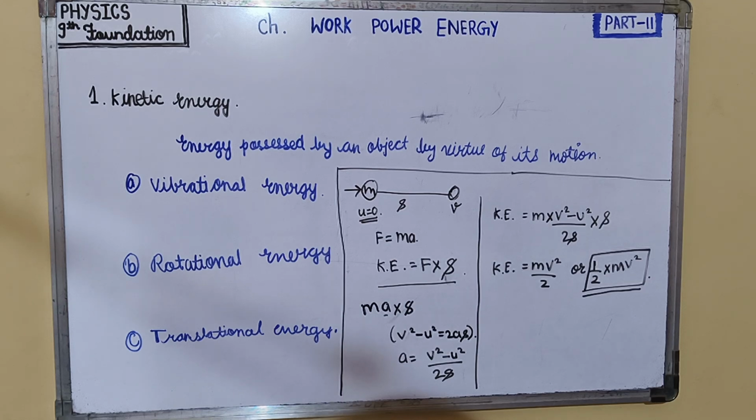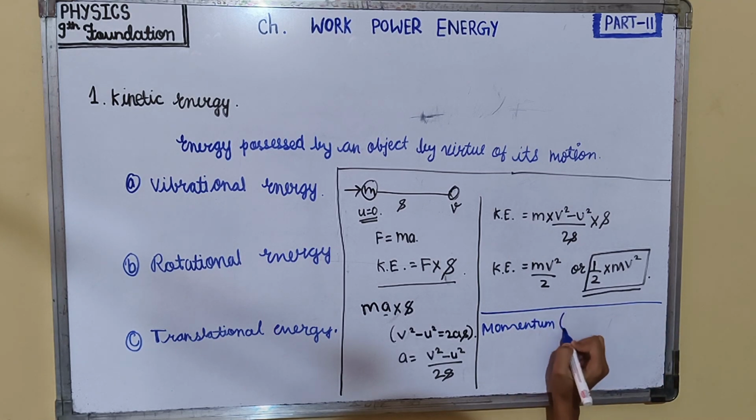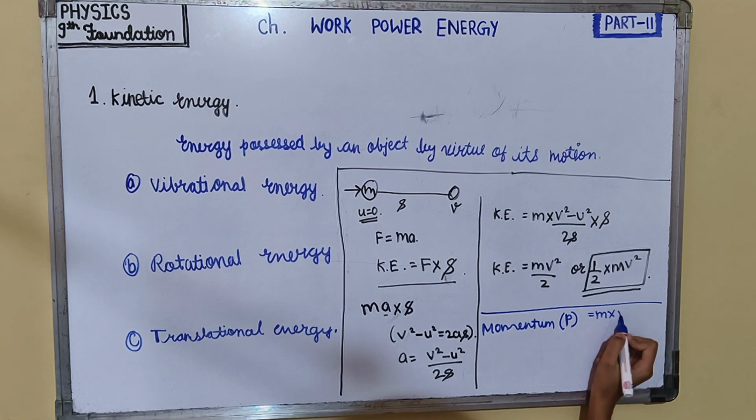Likewise, momentum we will study now. Momentum is represented like this, p, and is equal to mass into velocity, mv. So kinetic energy is equal to half mv square.